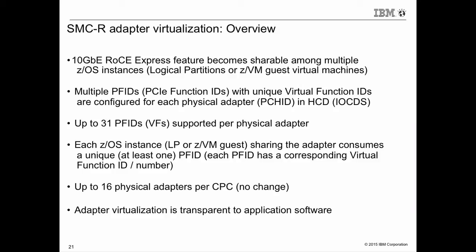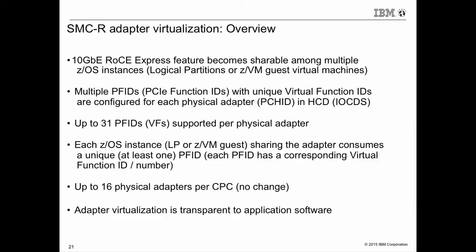The capacity limit in terms of how many RoCE Express features we support on a single processor has not changed. That's still up to 16. But with this virtualization support, you can think of 16 times 31 as the maximum number of virtual servers that could have access to a RoCE Express feature.